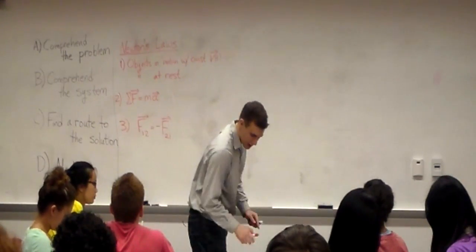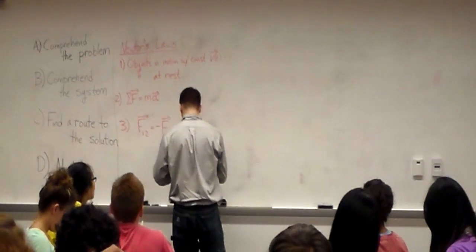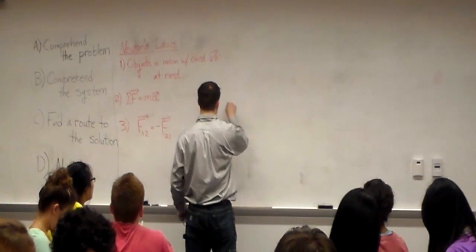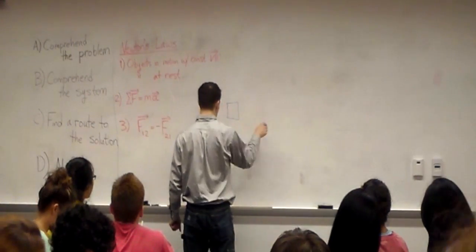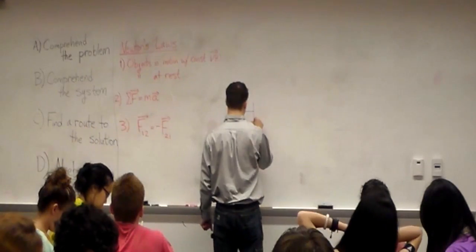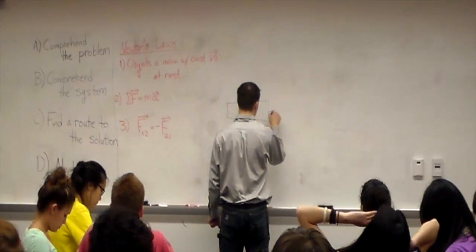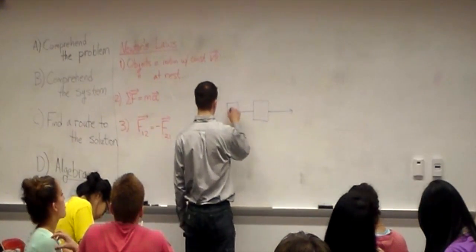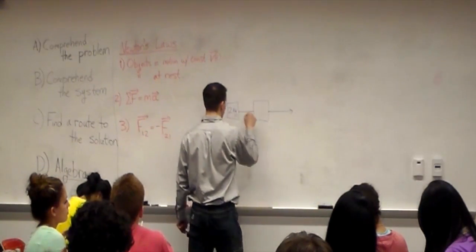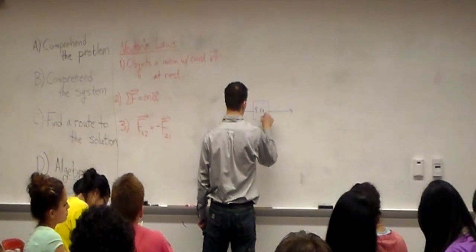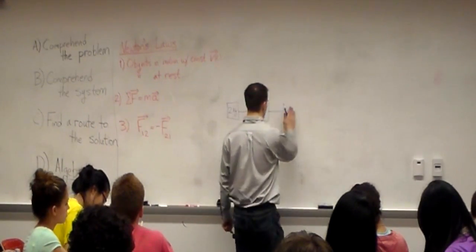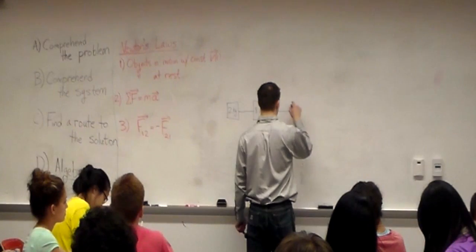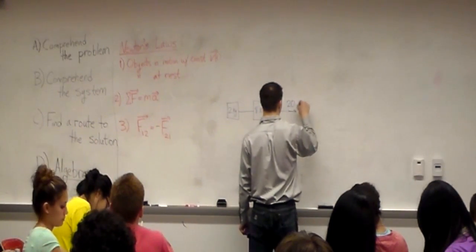So, let's try this. I have now 2 boxes on a frictionless surface connected by a string, and I pull them with a force. The first box has mass 2 kilograms. This has mass 8 kilograms. And I pull the whole thing with a force of 20 newtons.